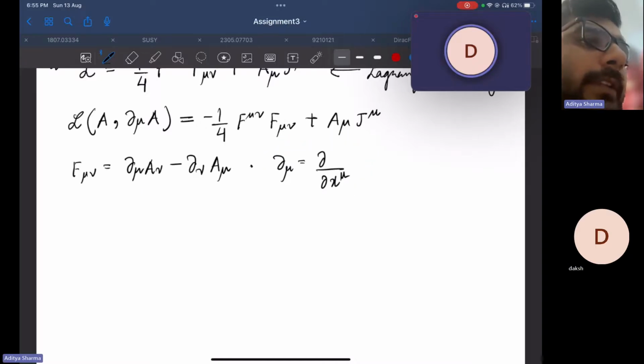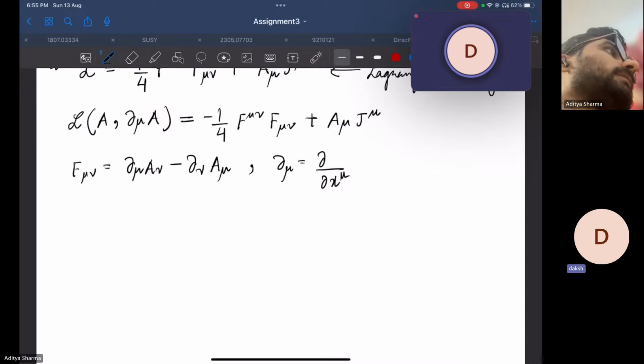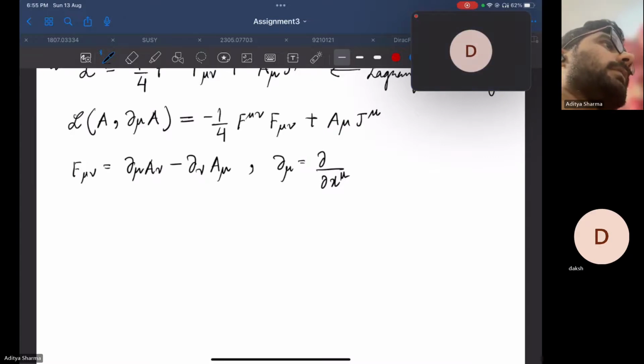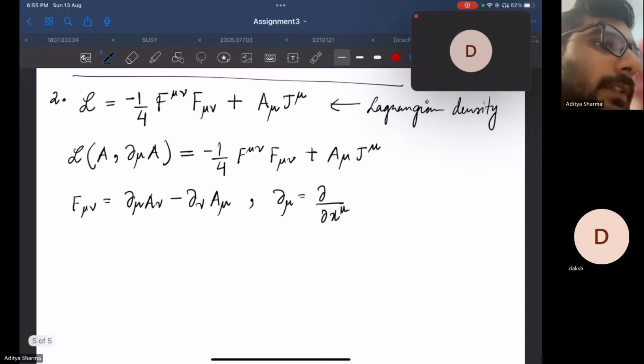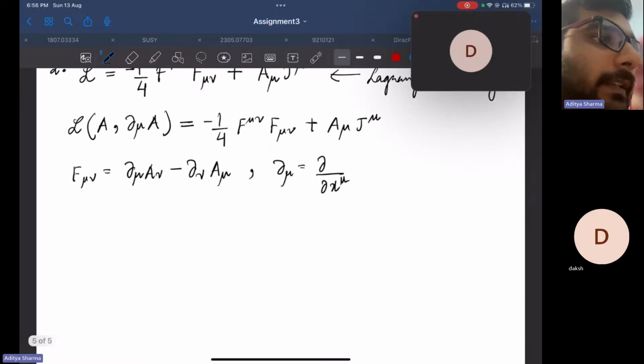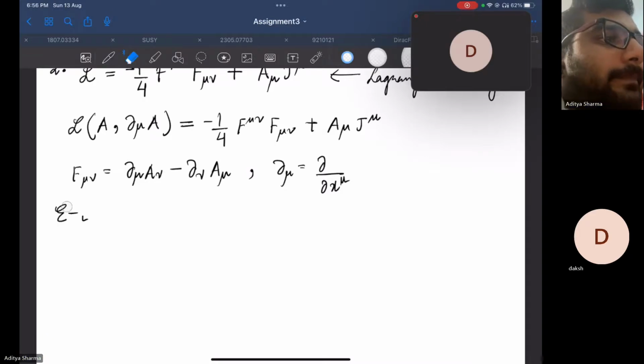Are you fine with the notation, or is there some doubt? No, it's fine. You're clear. Yes, yes. Okay. Then how will you find the Euler-Lagrange equation? Can you just tell me?